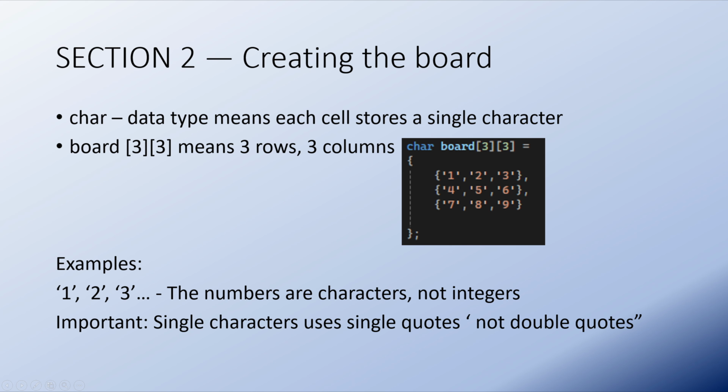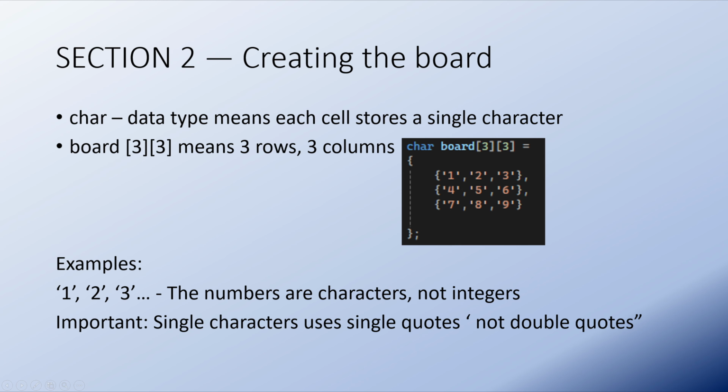To build this in C++, we use the code shown on the screen. We start with the keyword char, which is short for character. This data type tells the computer that each cell in our array will store just one single symbol, like a letter or a number, rather than a full word or a large number.